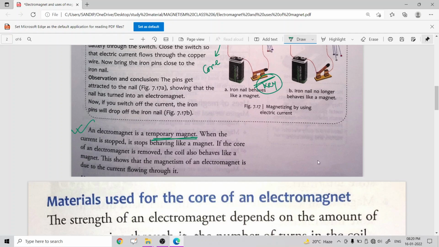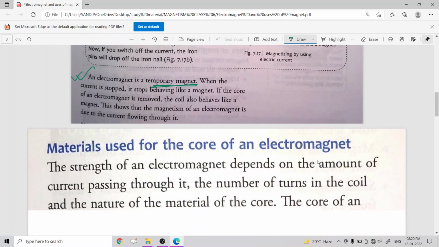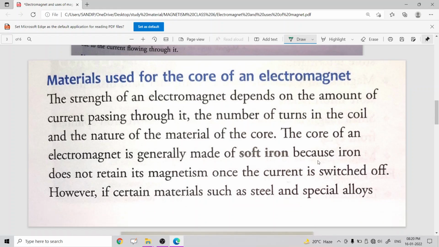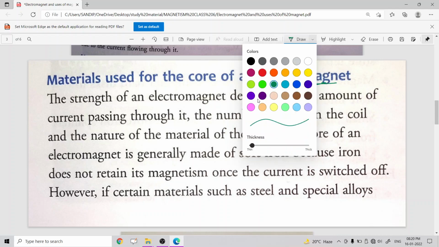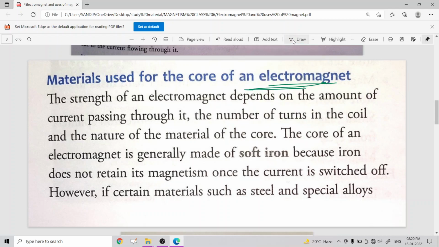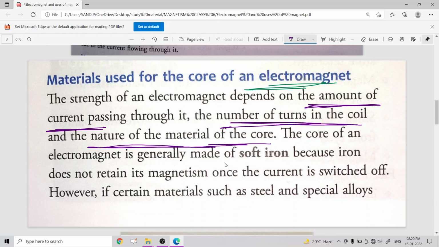For this case you also have to know the material that is used for the core of an electromagnet. You also have to remember the points on which the strength of the magnet depends. Here are 3 points. First is the amount of current, second is the number of turns of the coil, and the third is the nature of the material that is used in the core.